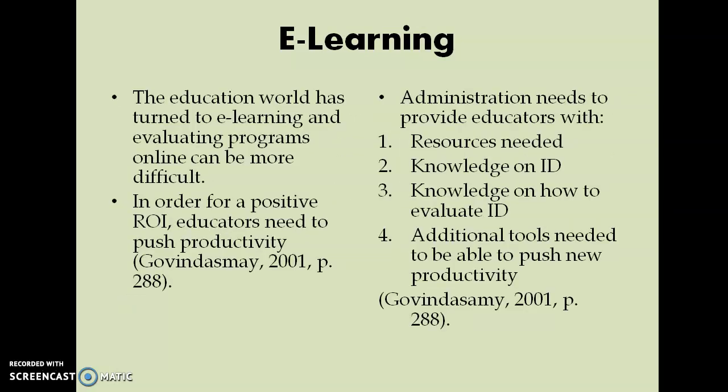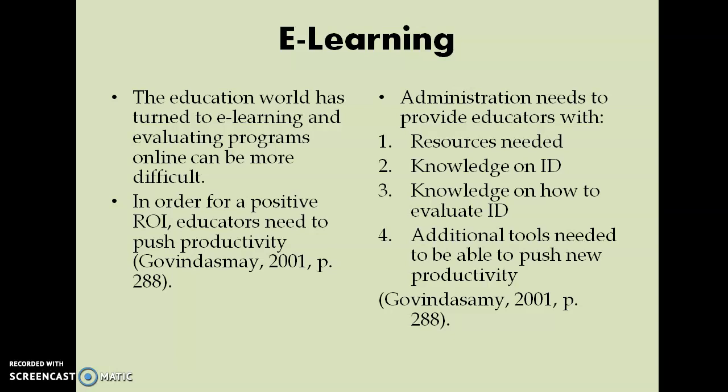Back to more on e-learning. Evaluating programs can be difficult because, like I said, you're not really seeing people face to face. And that means that when it comes to e-learning, you really have to think outside the box. In order for a positive ROI, educators need to push productivity. You need to try new things, try new methods, see what works for students, because just like traditional learning, it's not all one size fits all. Children learn differently. And that also needs to be recognized in e-learning, and that will also get a better ROI.